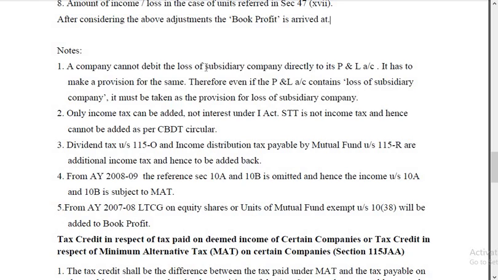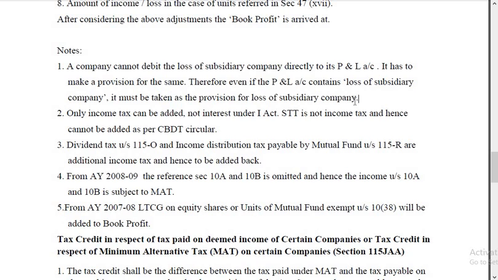The company cannot debit the loss of subsidiary company directly to the profit and loss account. It has to make a provision for the same. Therefore, even if the profit and loss account contains a loss of subsidiary company, it must be taken as provision for loss of subsidiary company. So, loss of subsidiary company cannot be directly debited to profit and loss account. Therefore, it should be provision for loss on subsidiary company. But then even if simply loss of subsidiary company is given, then it must be taken as provision for loss of subsidiary company.